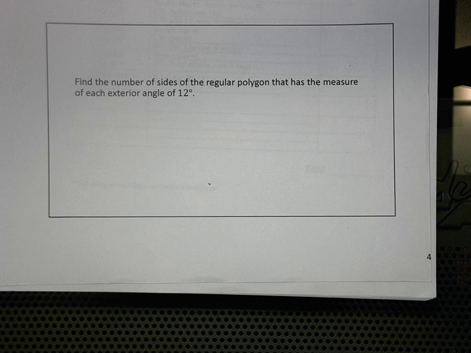No. So remember, all exterior angles sum to 360. There's no way the answer could be more than 360, because that's the sum of all exteriors.